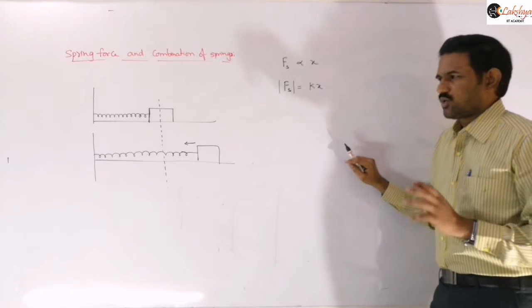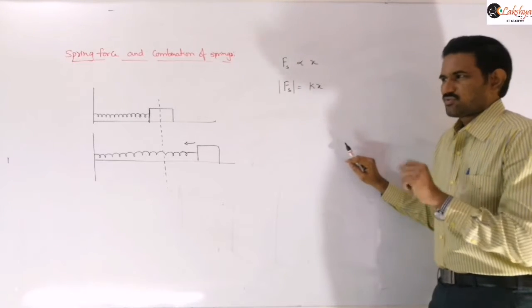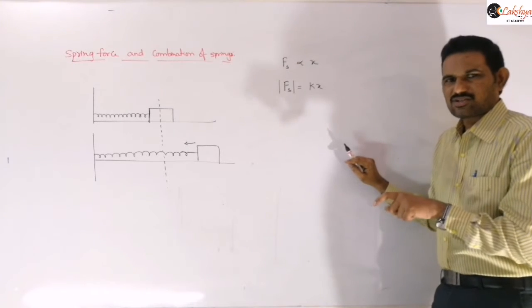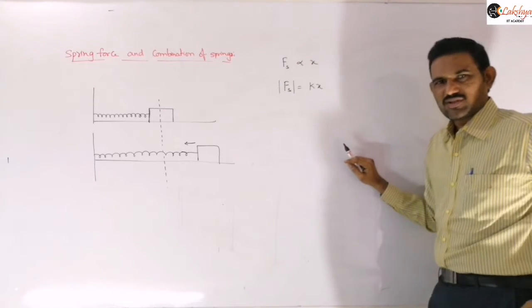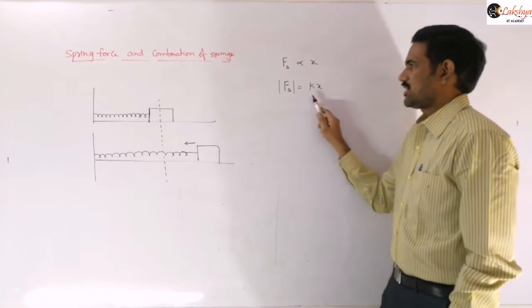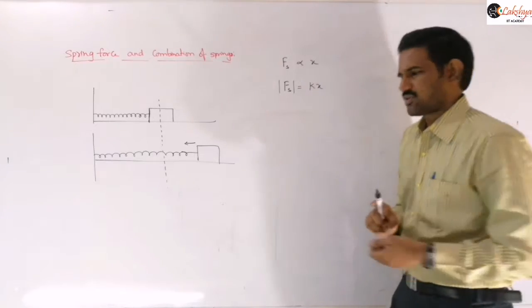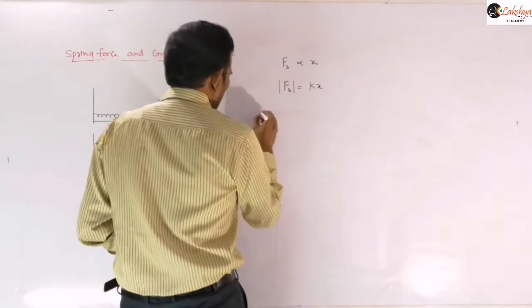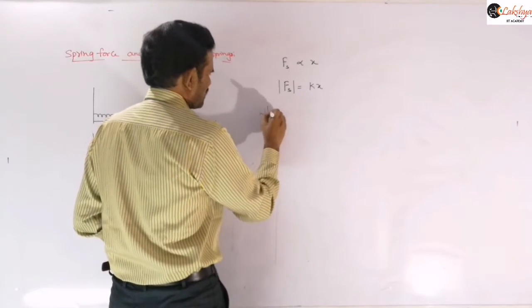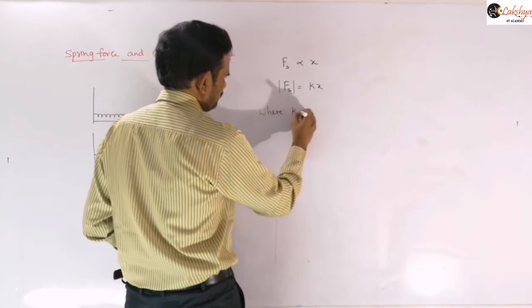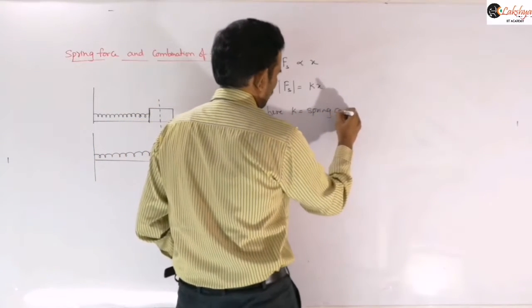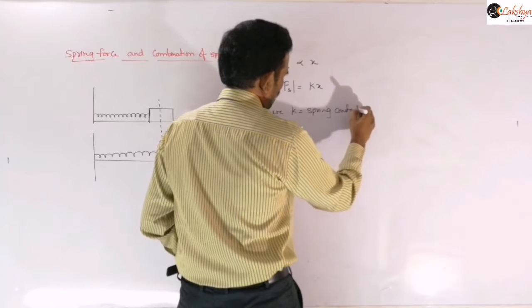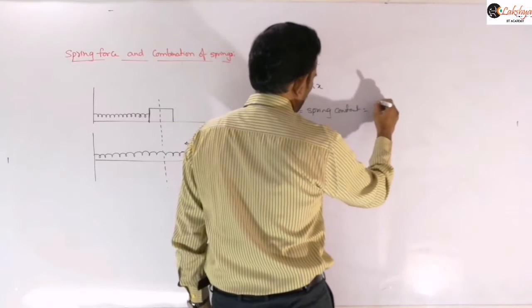So there is no role for the negative sign here, right? We just need to know how to identify the direction of the spring force and its magnitude. That is sufficient for us. So kx is the spring force expression, and we introduced this already, where k is called the spring constant, or sometimes we also call it the force constant.